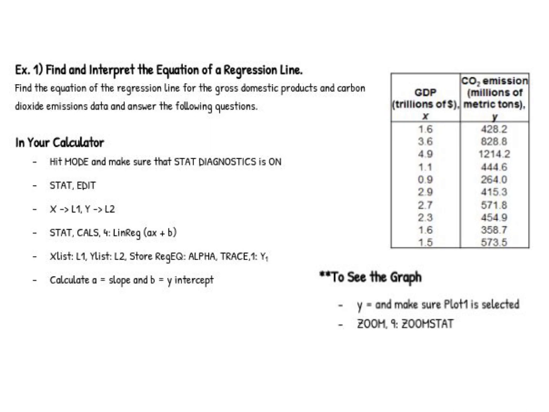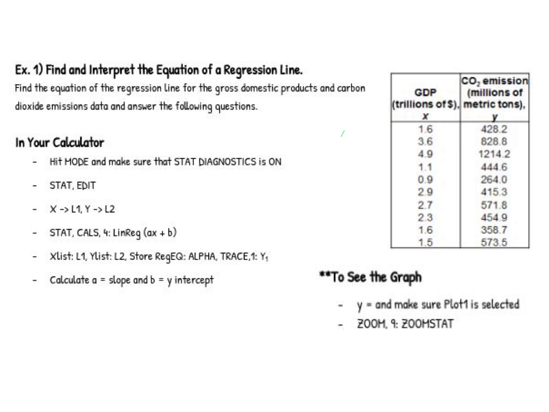So let's look at our example. We're going to write the equation of the regression line for our gross domestic product and carbon dioxide emissions data, and we're going to answer some questions about it. So there are a couple of steps that we want to follow. We want to make sure that our stat diagnostics is on.